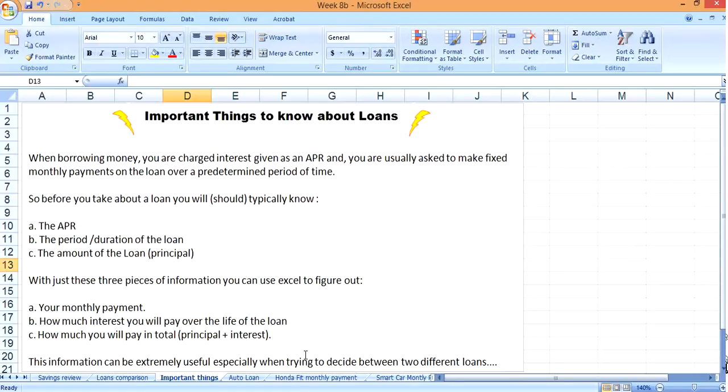Okay? So if you're trying to decide between more than one loan, let's say, all of this information might be important to you. What will my monthly payment be? How much am I going to pay in total? And how much will I pay over the life of the loan?